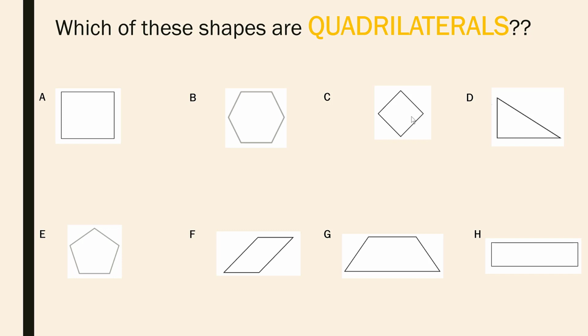G is also kind of a funky looking shape. But again, he's part of the four line club, so we're going to let him in. He's a quadrilateral. And H, perfectly straight, so that's a rectangle, and that's like the epitome of a quadrilateral. So let's repeat: A is a quadrilateral, C is a quadrilateral, F is one, G is one, and H is one.